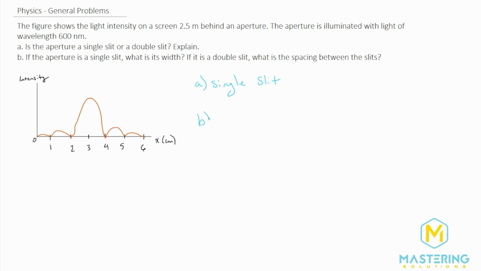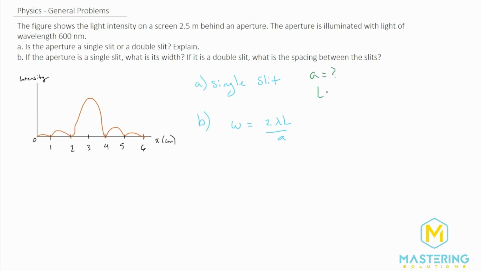And now that we know it's a single slit, we have to figure out what is the width of the slit spacing on this. And so to do that, we'll use the equation W is equal to 2 lambda L over A. Now A is what we're trying to solve for, right? Let's make a list. So A is what we need.